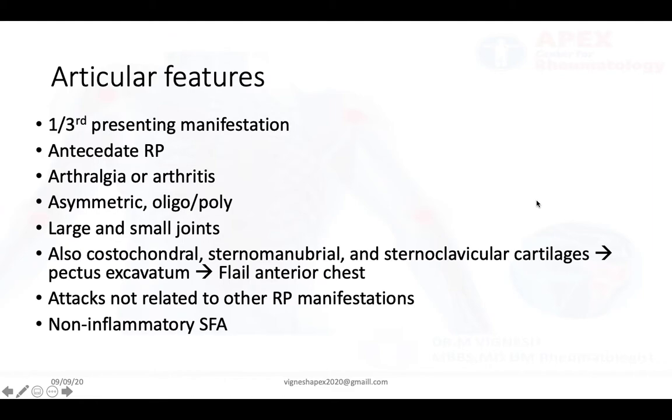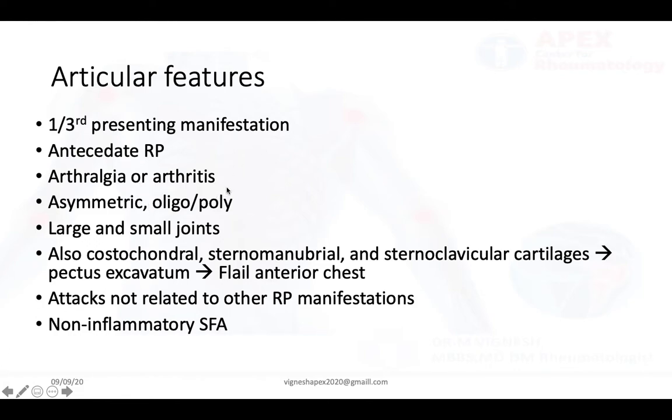Okay, next going on to your articular features. So joint manifestations. One third of the patients would be having joint manifestations. It can well anticipate RP. So initially you would be treating them as undifferentiated polyarthritis, RF and anti-CCP negative. We do not know what the patient would evolve into. And all of a sudden the patient develops auricular chondritis. So this could be a presentation. But what is specific about the arthritis of relapsing polychondritis is that it is not like RA. It would have an asymmetric manifestation.